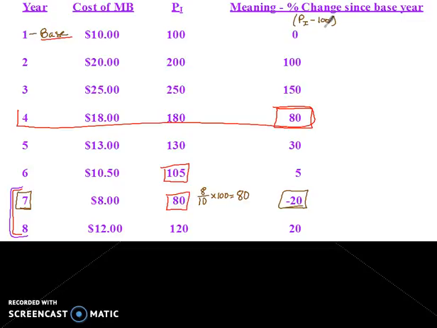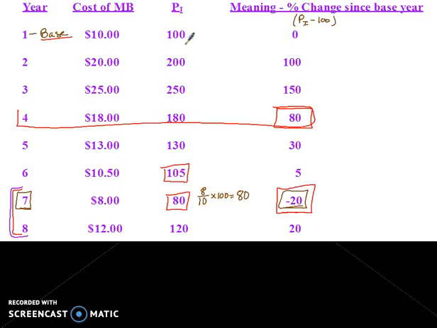Now we have to subtract 100 from that to say what it means. I was just getting ahead of myself. What that means is 80 minus 100. That means prices are 20% below where they were back here in the base year. So let me just say that one more time because I misspoke. A price index of 80 minus 100 means the prices are 20% below where they were in the base year.